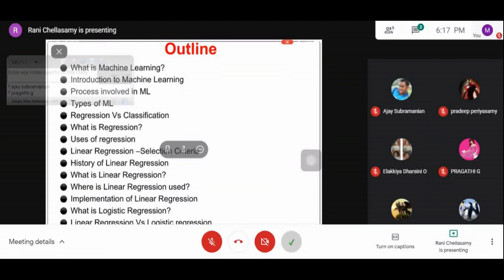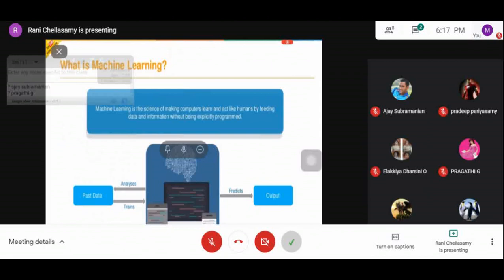Okay. So what is machine learning? We are going to make the computers learn so that they act like a human, with the help of providing some input data and information without being explicitly programmed. So this is what is called machine learning. Okay. So in this you can clearly see, from the past data, you are going to analyze the past data and train the model, or train the machine, so as to predict the accurate output.